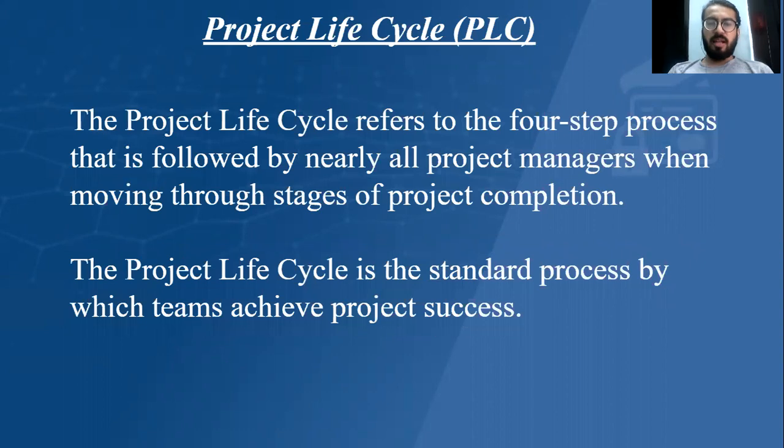Now, what is project life cycle? The project life cycle refers to the four-step process that is followed by nearly all project managers when moving through stages of project completion. Now, it is all about a staircase. It consists of four steps which come under project life cycle, which is needed in every case to complete a project. The project life cycle is the standard process by which teams achieve project success.